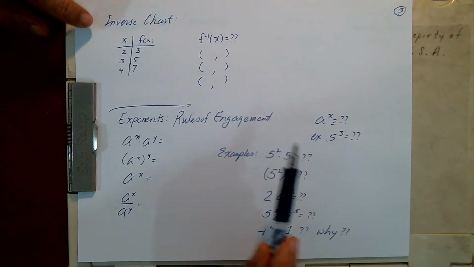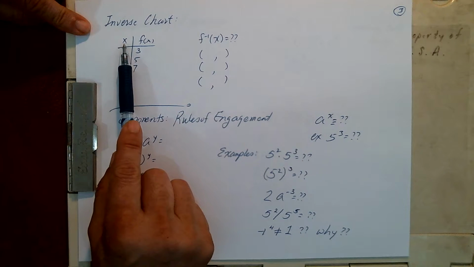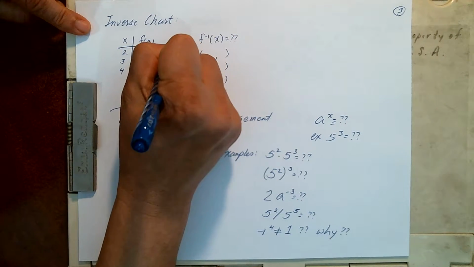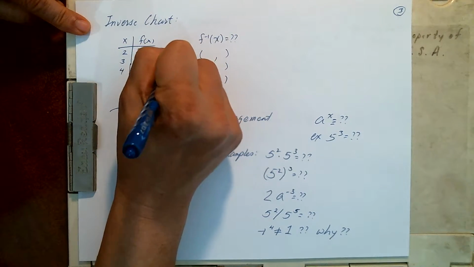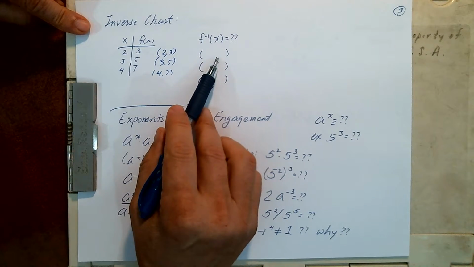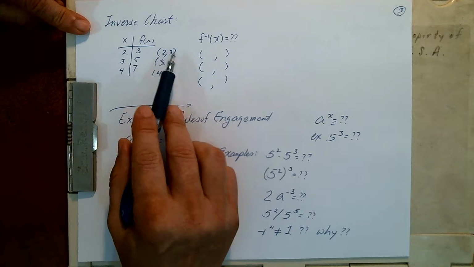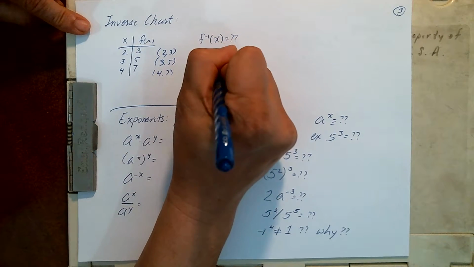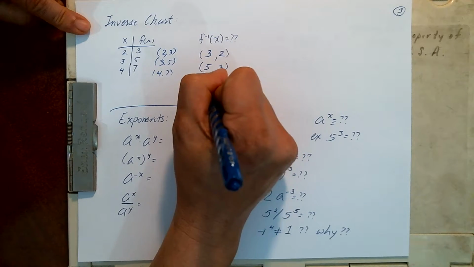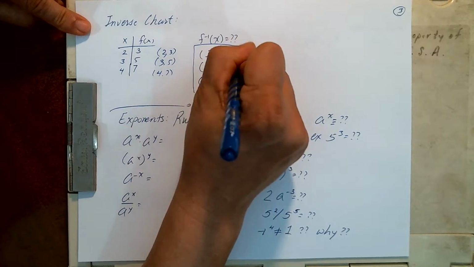Okay. So if you are given a chart like (2, 3), (3, 5), (4, 7), how do you find the f inverse using the coordinates? You just switch the x and the y. So easy, right? (3, 2), (5, 3), (7, 4), and that will be your answer.